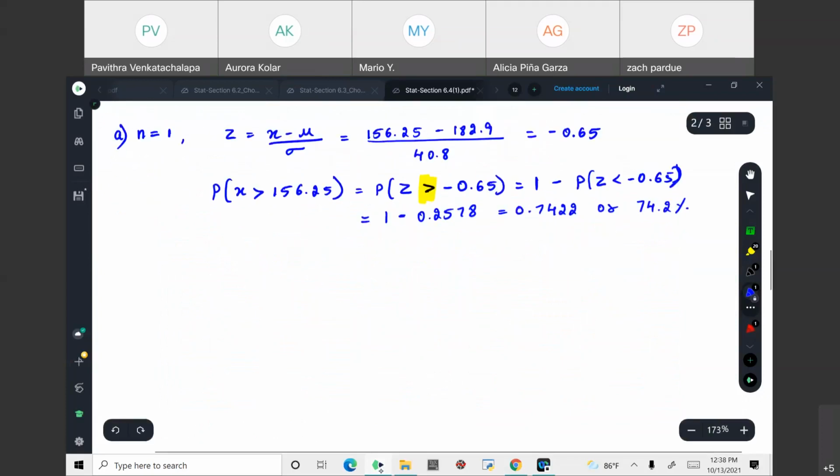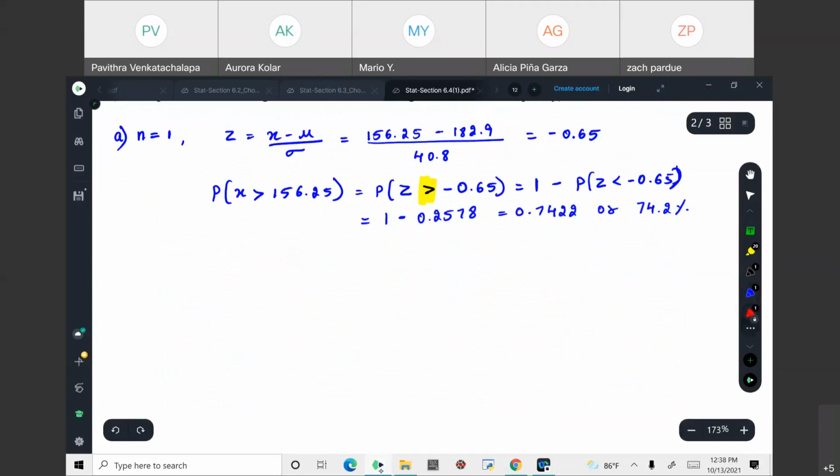Okay, now there is one more method using the calculator. You can just use your calculator, just one formula, that is normal CDF. You just have to figure out what to use for the lower and upper value, and then mean, standard deviation.